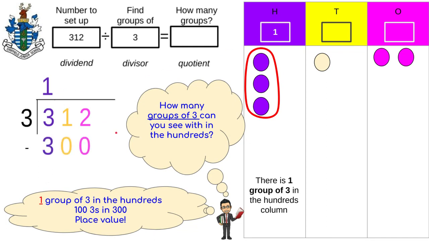Now, the Year 5 method is slightly different. It's called the repeated subtraction method. So in Year 4, we can just get rid of these counters. Now we can brush them off or rub them out. In Year 5, we're going to start a subtraction. So we've got one lot of 300, so we do 312 subtract 300, which means that we have 12 left.